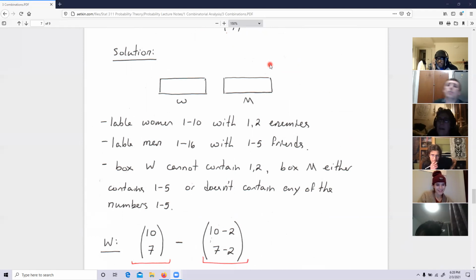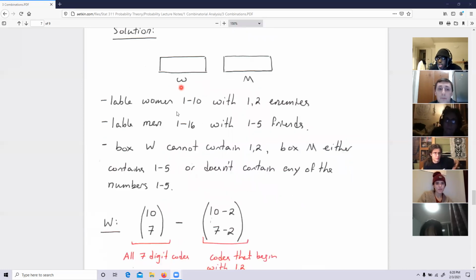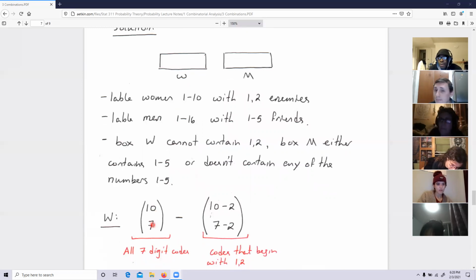So we have those documents. We have women and men. And we're going to see how many ways there are to fill in those boxes. So the women are labeled 1 through 10, and 1, 2 are enemies. Men are labeled 1 through 16 with 1 through 5 friends. So how many ways are there to fill in the women box? Right? The easiest way to do that is, I suppose, we need a committee of size 7 for women. So we take 10 choose 7. But 2 of them cannot be together. So that means subtract 10 minus 2, choose 7 minus 2.